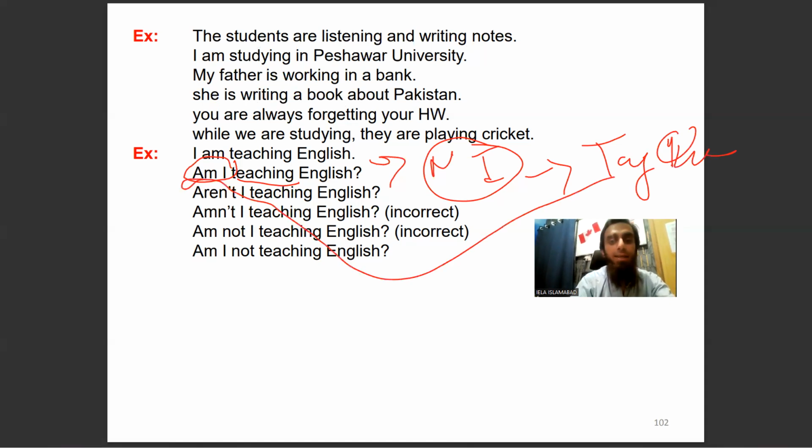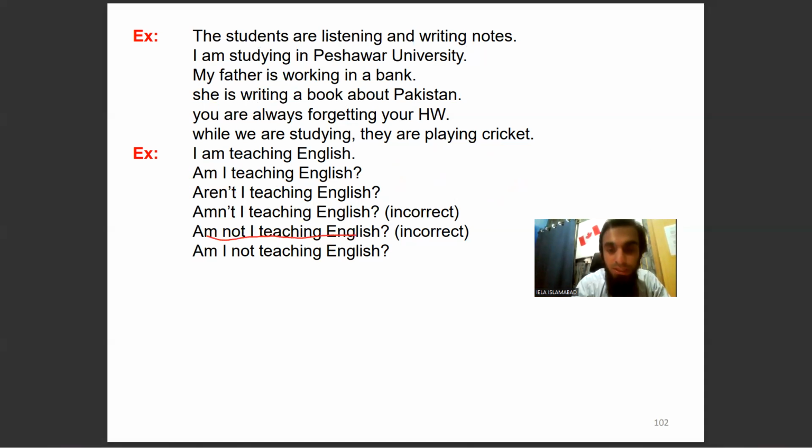And this must be not like am not I. We should say am not I. Like, this is incorrect. We should say aren't I. And before I, we should use aren't I. Aren't I teaching English? Aren't I teaching English? Yeah. Next, am not I teaching English is incorrect. Or amn't is also incorrect.